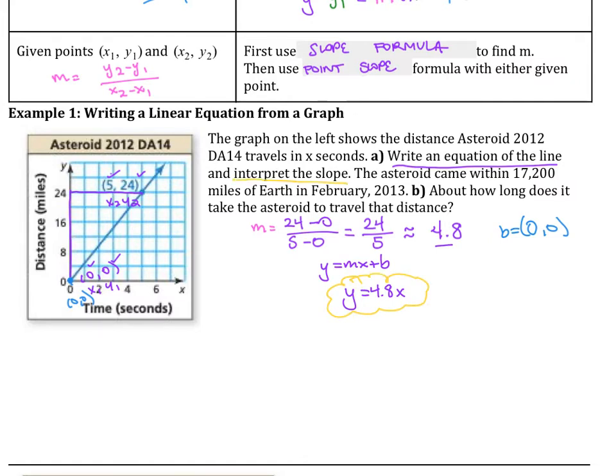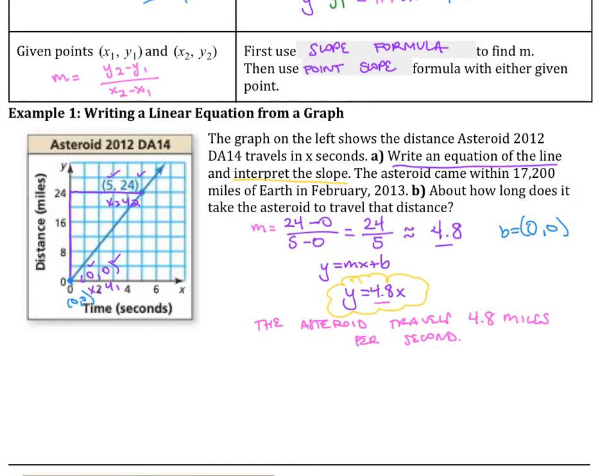Next, we want to interpret the slope. We want to know, what does 4.8 mean? What that means is the asteroid travels 4.8 miles per second. As a hint, because we are going to get some practice in writing an equation of the line and interpreting the slope, really take a look at the table that you're given. Number 1 is talking about an asteroid. Number 2, the distance. So the slope is telling us that this asteroid is traveling 4.8 miles, and then per second. Okay, 4.8 miles per second. That's what this means here.